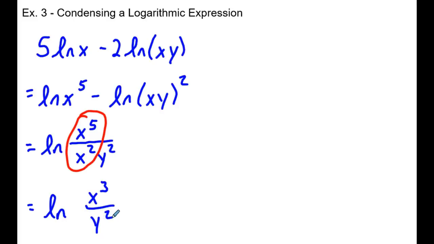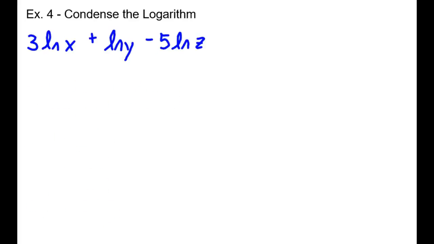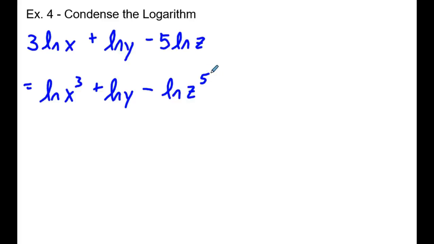So condensing a logarithm, first looking for power, then looking for the product or quotient going left to right, whichever one occurs first. Example 4, another example of condensing a logarithm. First, we need to apply the power rule if we can. So this first term we can rewrite as the natural log of x cubed plus the natural log of y, and then minus the natural log of z to the 5th. First, apply the power rule.